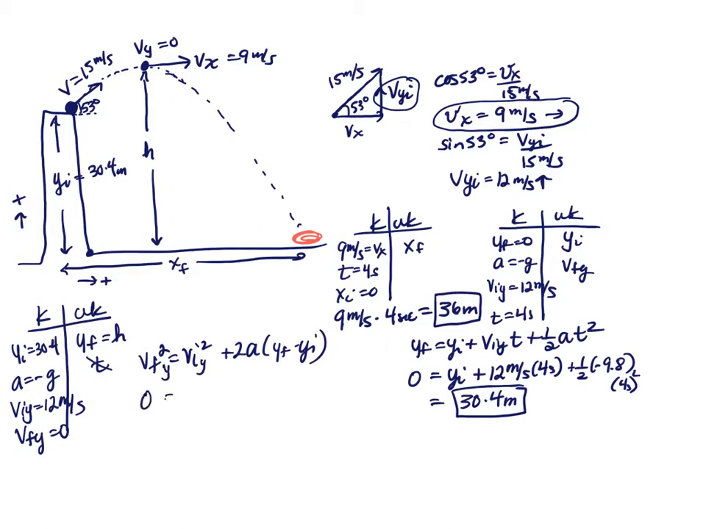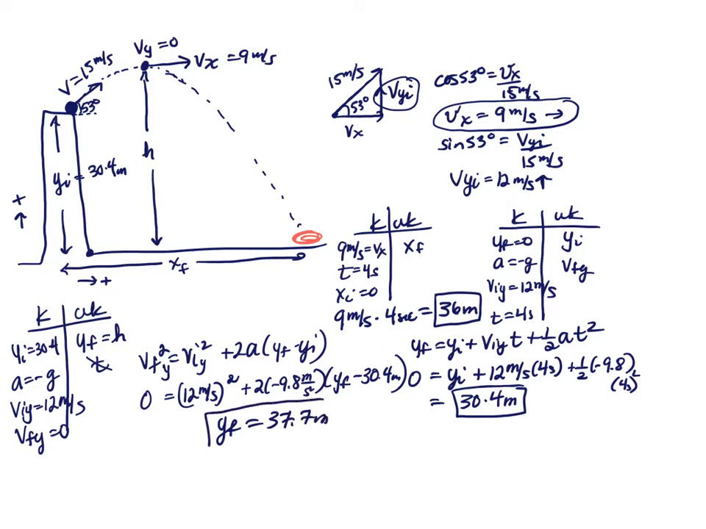So v final y squared is 0. V initial y squared is 12 squared plus 2 times negative 9.8 times y final, which is the height I want, minus 30.4 meters. And if I go and do all of that, I wind up with y final equals 37.7 meters above the ground, so about 3 more meters above the top of the platform.